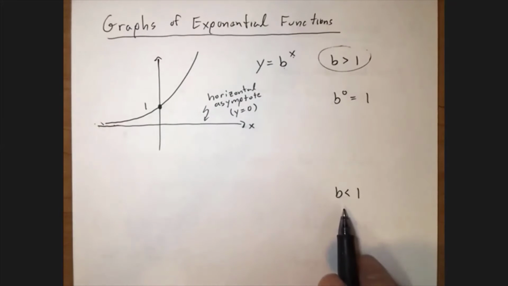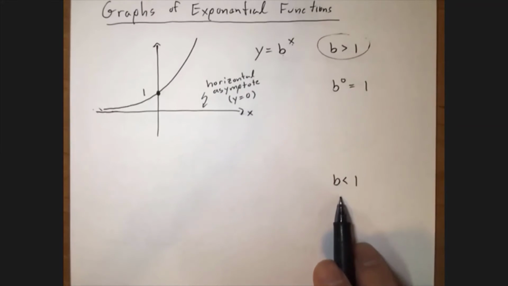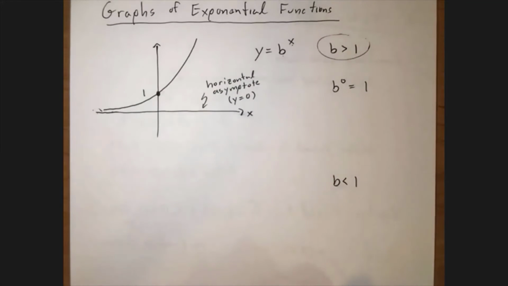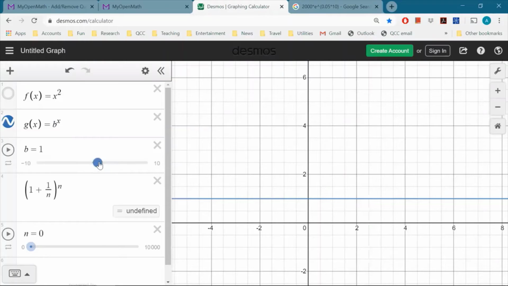Now, what's the situation when b is less than 1? Actually, maybe we should just go back to the computer and take a look. I'm going to look at different values for b here. So here's what it looks like when b is 2. If I make b bigger, what's going to happen? Well, the graph gets steeper.